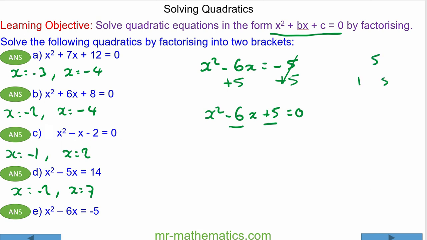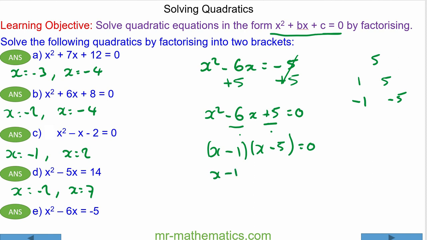We have 1 and 5. They multiply to make 5, but they don't add to make negative 6. But we could also use negative 1 and negative 5. Because two negatives multiplied make a positive, and adding, it would make negative 6. So we have x minus 1 and x minus 5.